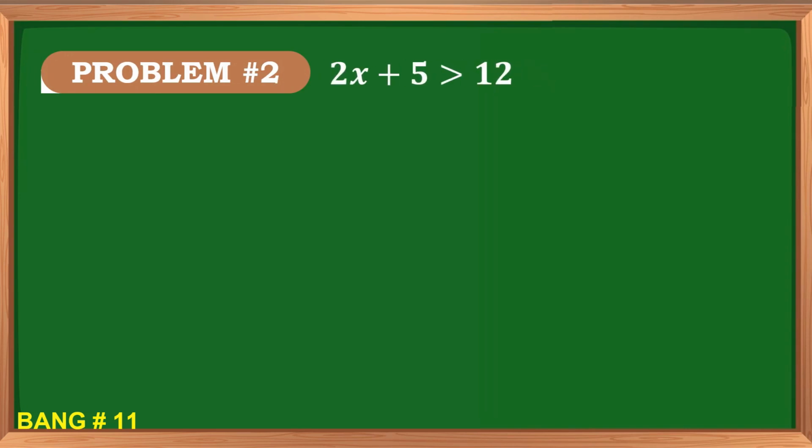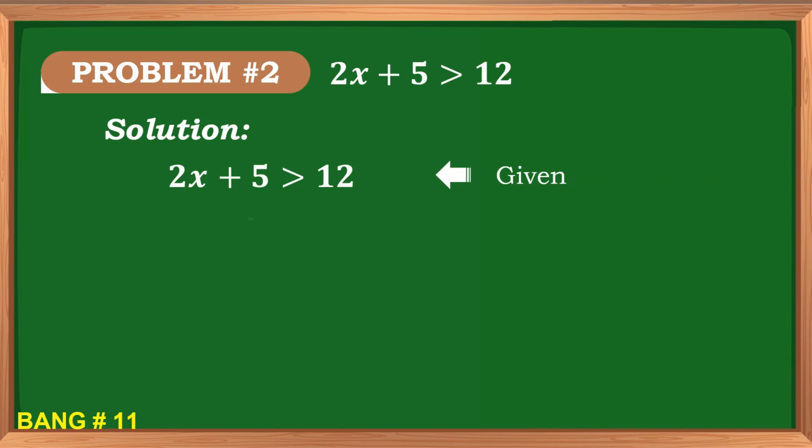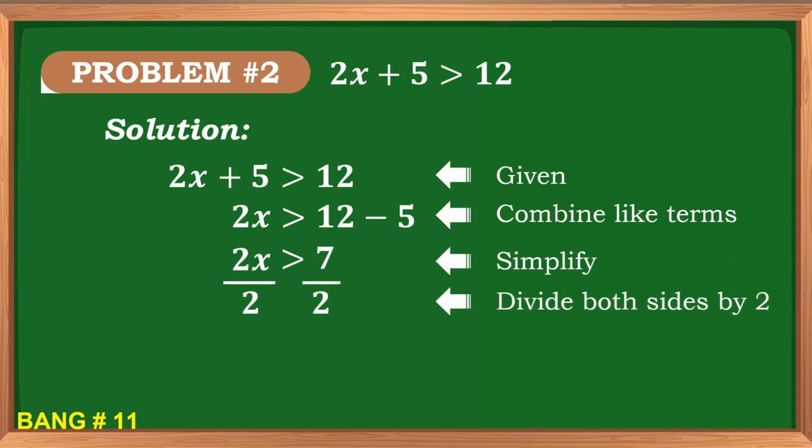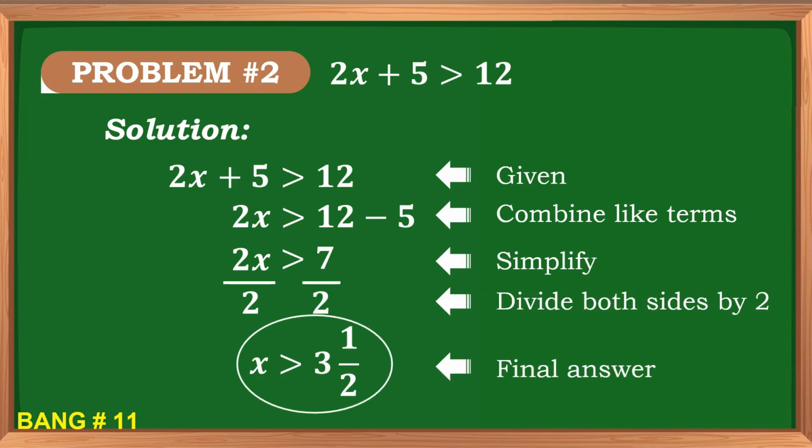Second example. 2x plus 5 is greater than 12. Let's have this solution. You combine like terms, 2x is greater than 12 minus 5. Then you simplify. 2x is greater than 7. Next, you divide both sides by 2 to eliminate 2 and remain with the variable x. Dividing 7 by 2 will give you 3 and 1/2. So x is greater than 3 and 1/2. And that is your final answer.